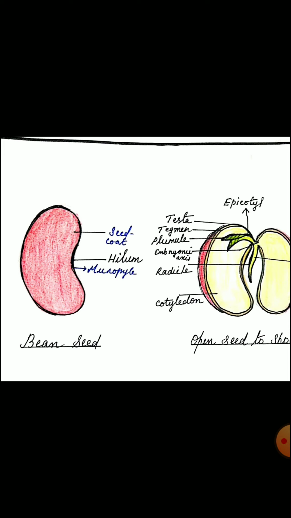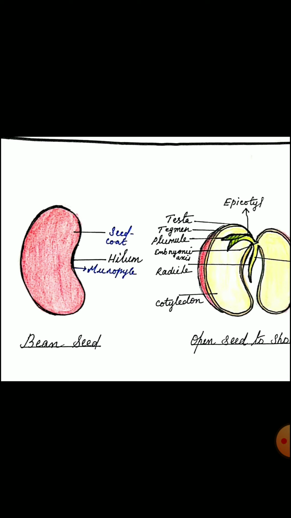Inside the seed, the embryo is in an inactive condition. The inactive embryo becomes active in the presence of water. So these are the functions of the micropyle. The micropyle allows exchange of respiratory gases: oxygen enters inside and carbon dioxide comes out. Another function, water enters inside the seed during germination.